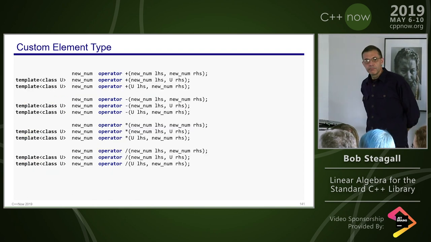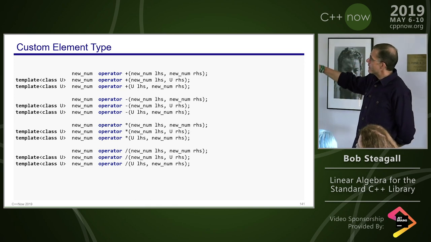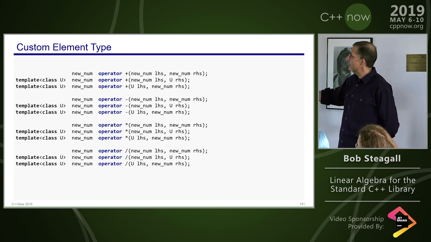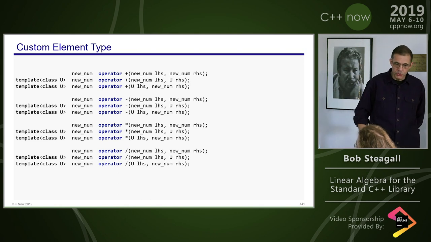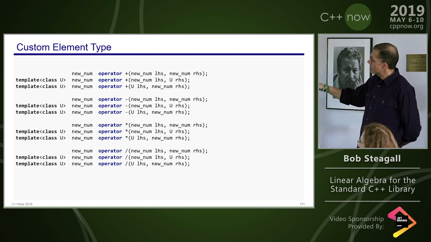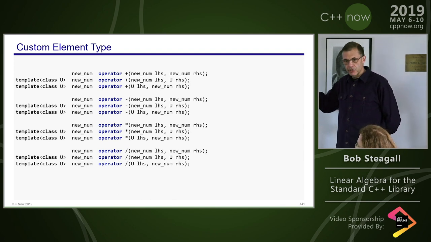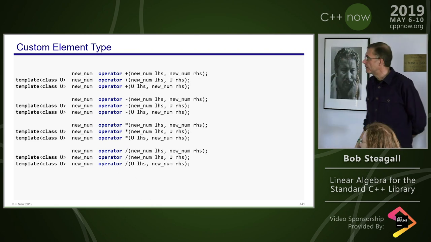And I've defined a bunch of binary operators. And I've gone to the trouble of figuring out what the resulting type should be in the case where I have mixed expressions. And I've decided, hey, if I'm adding a new num to some other type, my result's always going to be a new num. But the important thing is that I can use that element traits promotion, decal type, decal val expression on this, and I will get a type answer out of it, right?